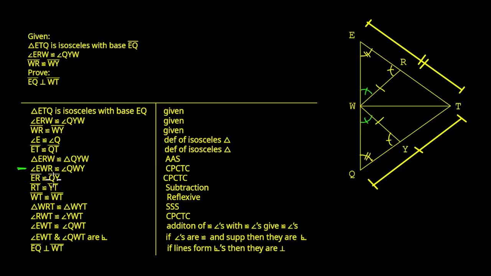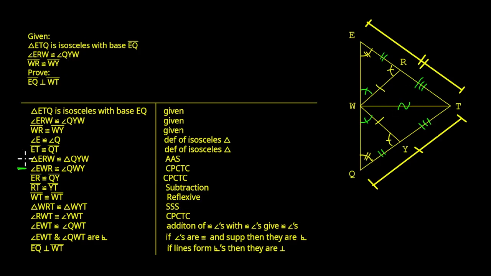Then ER is congruent to QY, CPCTC again. ER is congruent to QY. RT is congruent to YT, subtraction. If we subtract congruent segments from congruent segments, the results are congruent. Next, WT is congruent to WT, reflexive property. So that is congruent to itself. And you'll notice we have two triangles here that are congruent, SSS. So triangle WRT is congruent to triangle WYT, SSS.